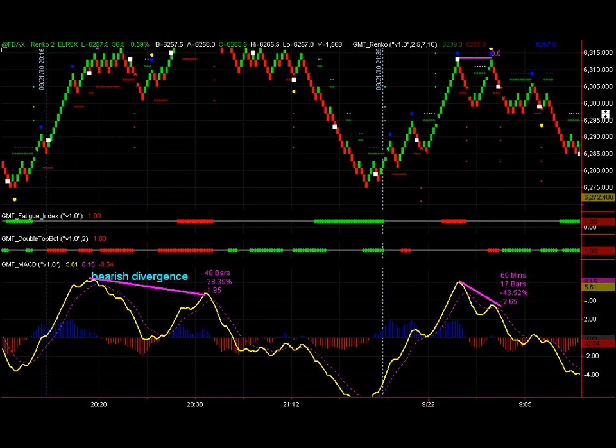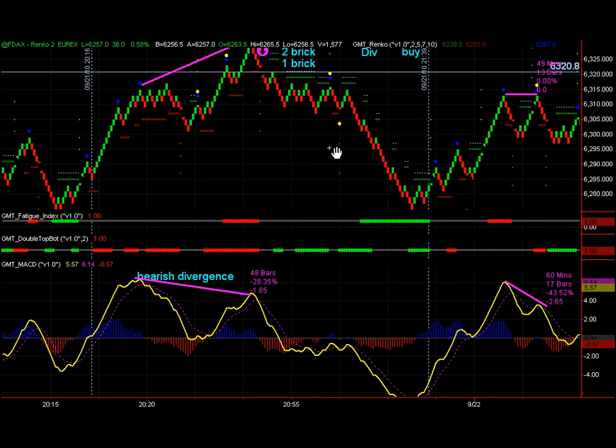So that's a quick look at our T3 trade. I'll be taking you through another example of that and some walkthrough videos shortly.